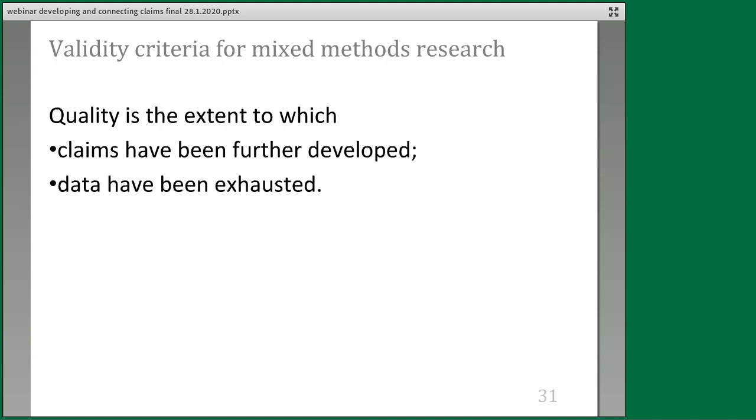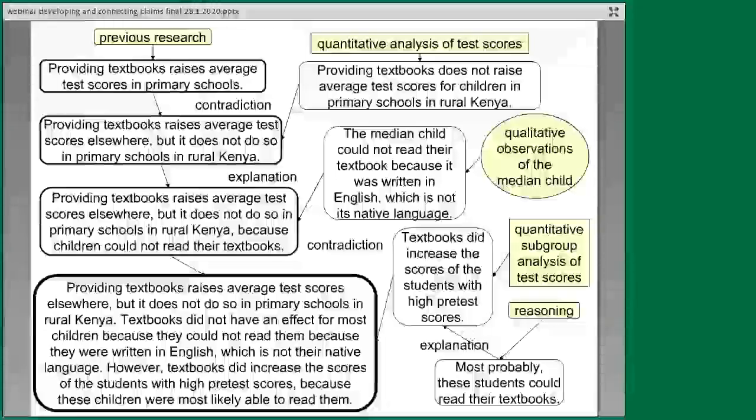What I had shown, hopefully, is that quality for me in mixed method research is also the extent to which claims have been further developed and also data have been exhausted. And I can show you again this example.